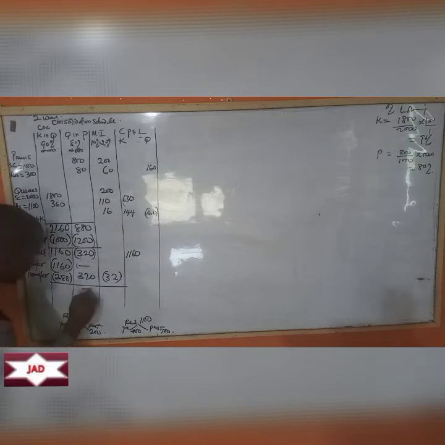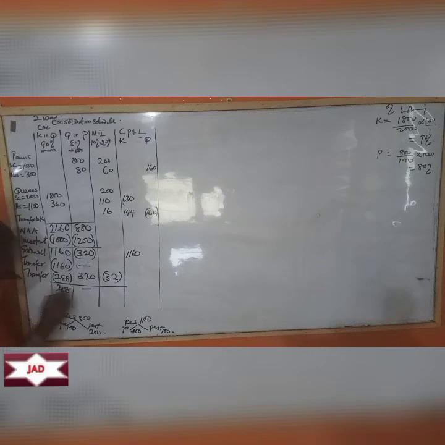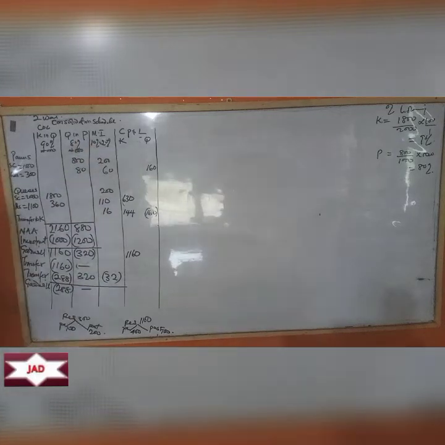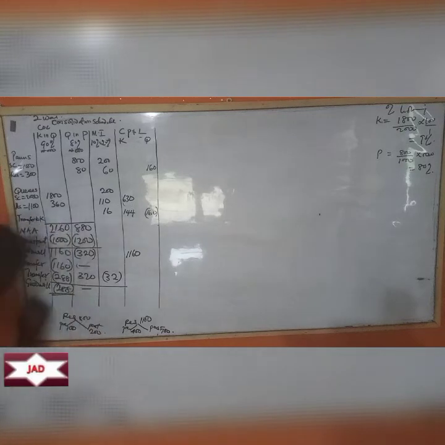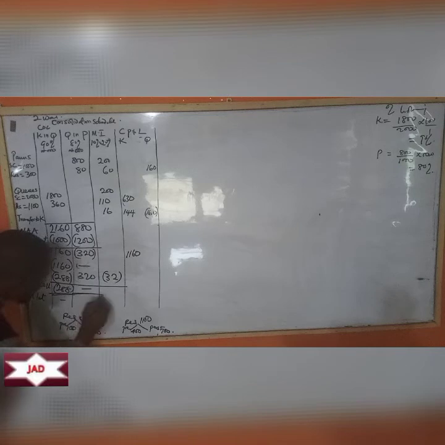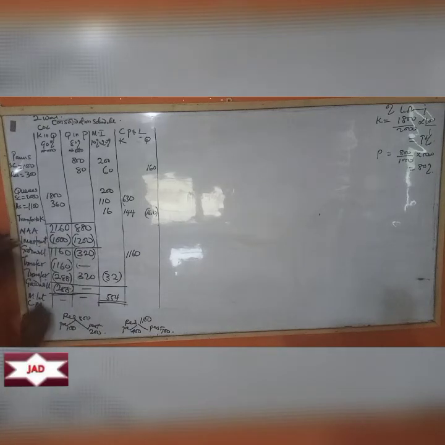Okay? So this is dash. This will cancel, so this will be 288. This is goodwill. Okay? Then add up this. 200 plus 60 plus 200 again plus 110 plus 16 minus 32, 554. So we have minority interests 554.